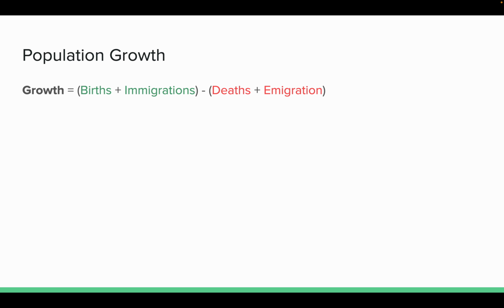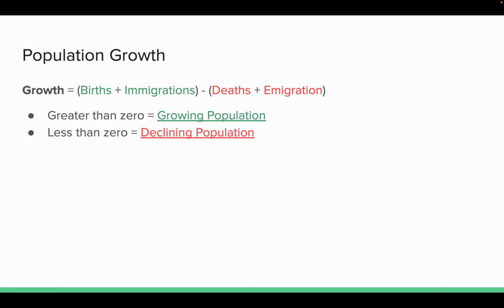Alright, so this is the equation that we need to keep in mind for determining growth. Growth equals the births plus the immigration, minus the deaths plus the emigration. And anything above 0 would indicate that that population is growing. And of course, the larger that number is, the faster it's going to be growing.